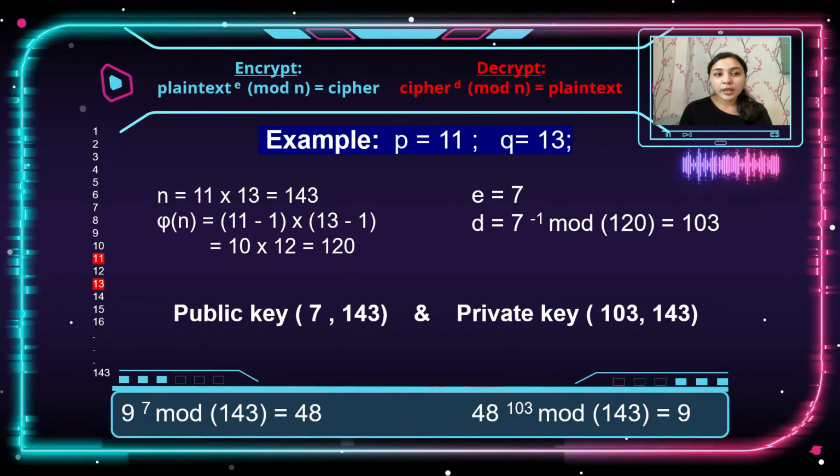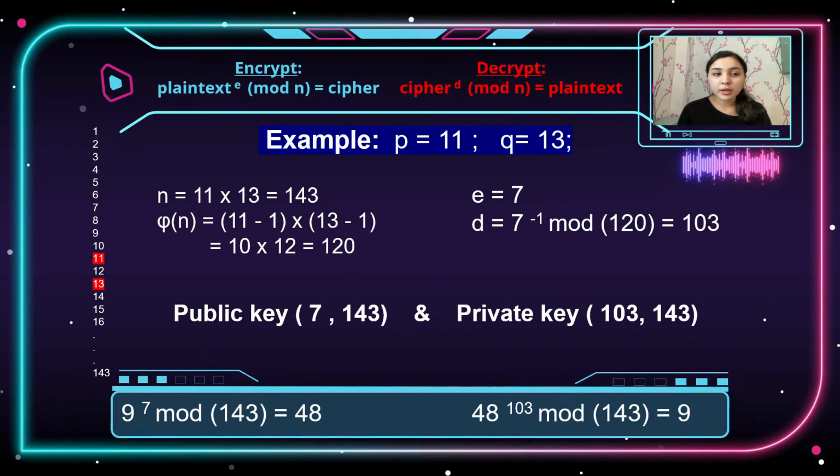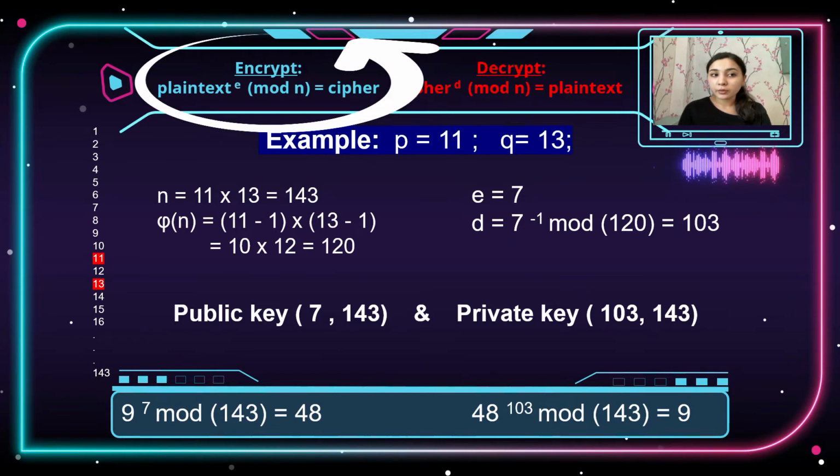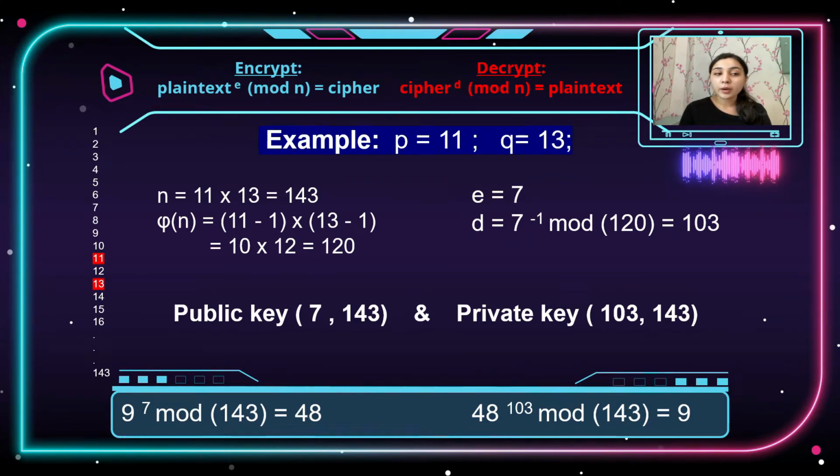And here's how we actually encrypt and decrypt our text. We take the plain text, usually in the form of a number, raise it up to the power of E with a modulus of N, and we end up with a ciphered text. And for the decryption, we take the ciphered text, raise it up to the power of D with a modulus of N, which is our private key, and end up with the plain text back. Let's see an example for that.